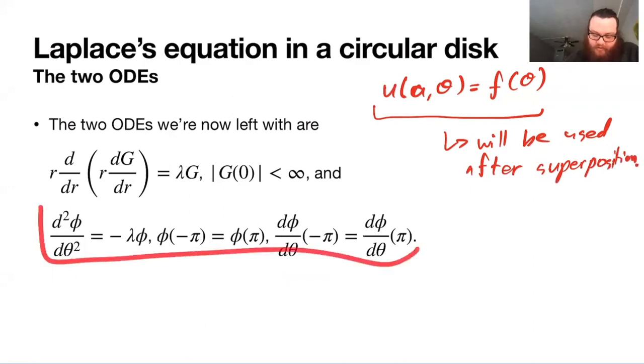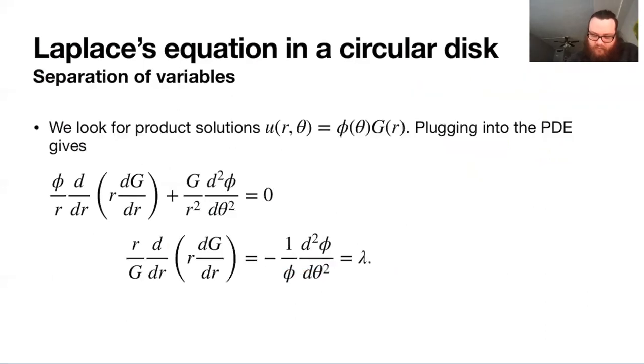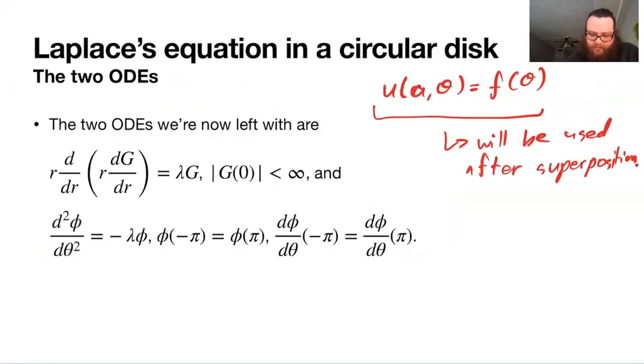In particular, this stuff you can get by going back here, plugging in phi and g. Essentially, as long as g of r is non-zero, you can divide through. All's good to go. Okay, cool.